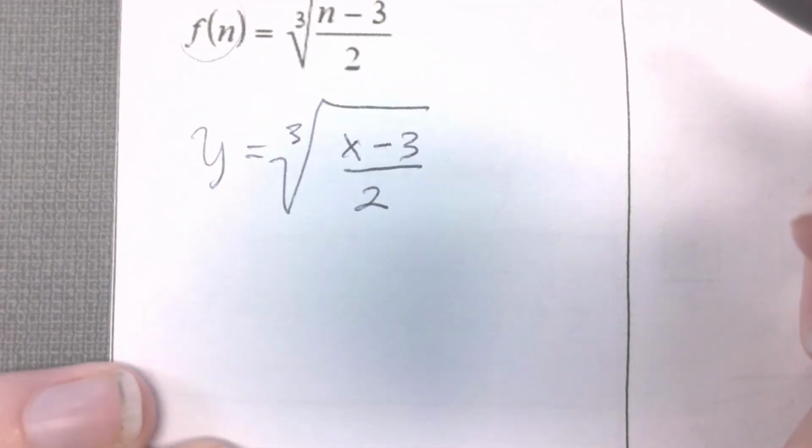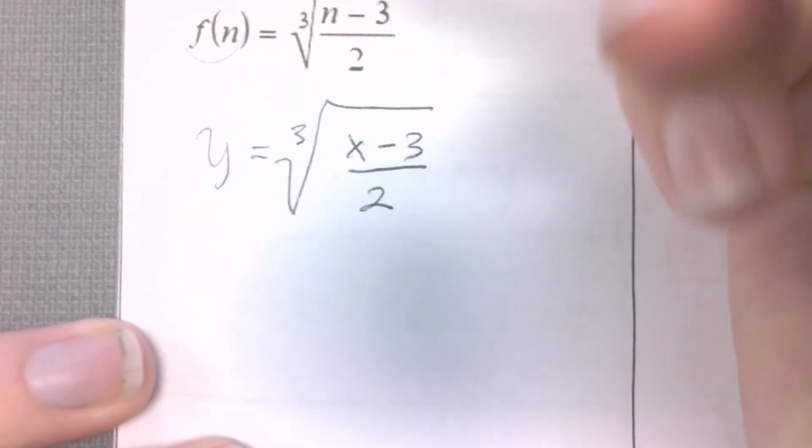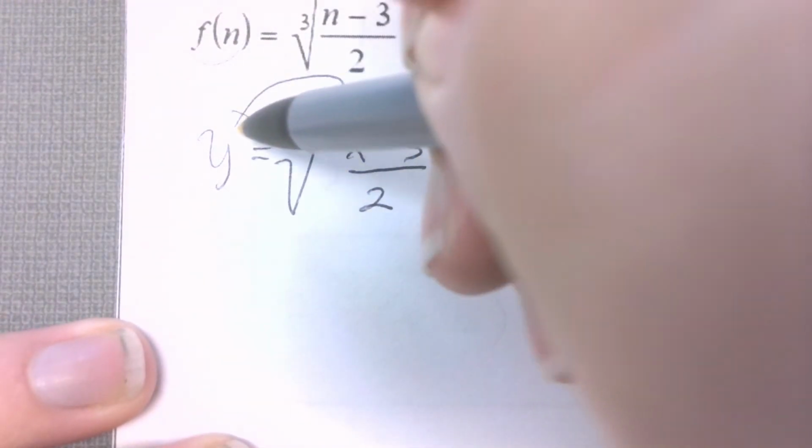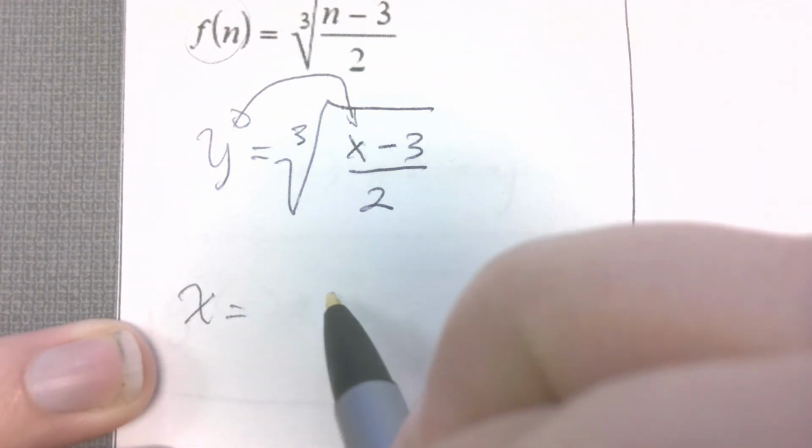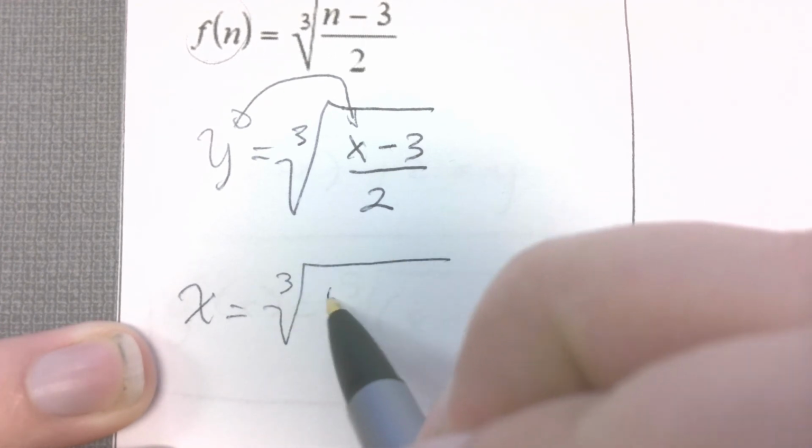Jacob, what's my second step? Switch your X and your Y. Is this easy or is this hard? It's easier.